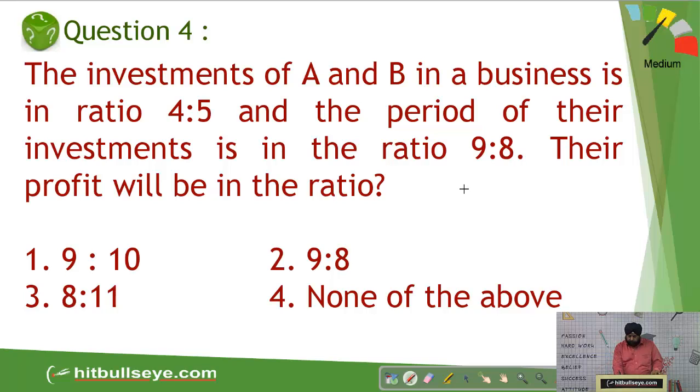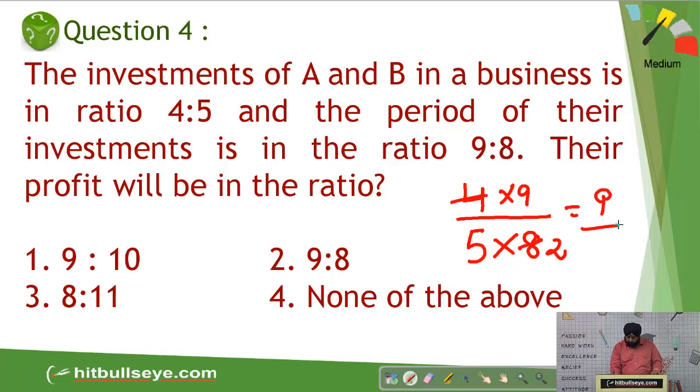So first investment is 4 into 9. You can say it's of A, and B's investment is 5 into 8. So it is 9:10, and practically the first option is the answer. So students, you can see how simple questions are there in SNAP paper. We have to just revise the basics of arithmetic and all the other topics. Move on to the next question.